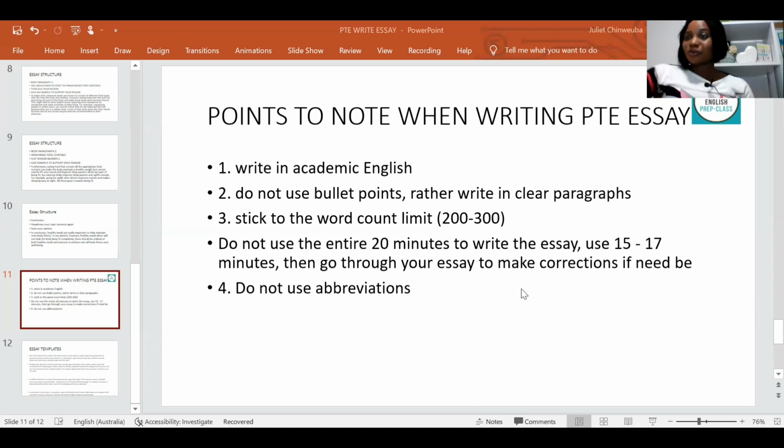You don't use contractions. They call those things contractions. For example, I would, you write I apostrophe D. You don't use them in the PTE exam. You write out words in full, so that anyone who looks at it will understand what you're talking about. So never use abbreviations in your Write Essay.